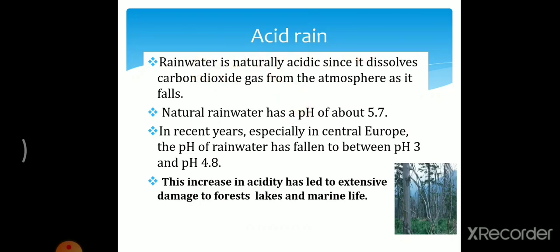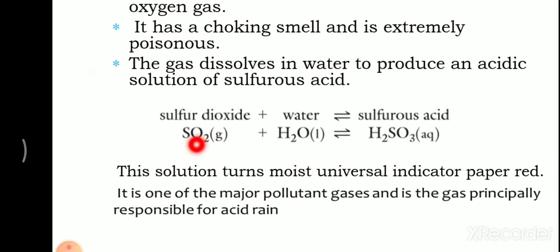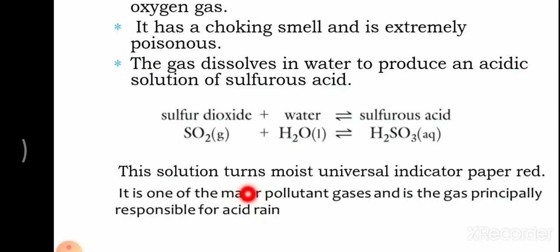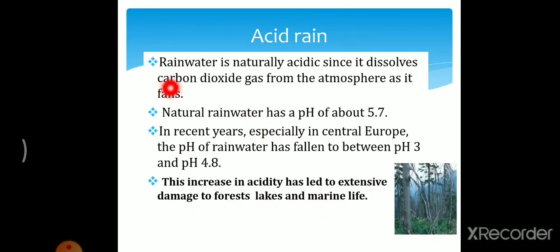Now what is acid rain? Here in this last line you can see SO2 is responsible for acid rain. So what is acid rain? Usually rainwater will be slightly acidic because of dissolved carbon dioxide. The atmosphere contains carbon dioxide. When carbon dioxide dissolves in rainwater, the water becomes slightly acidic. So the pH of the rainwater will usually be 5.7.